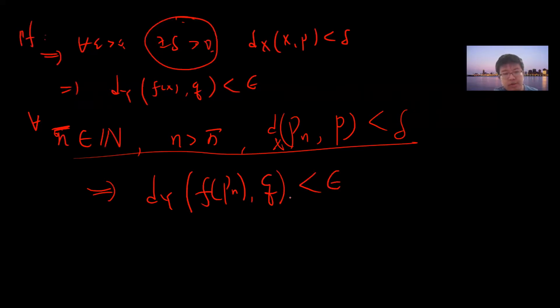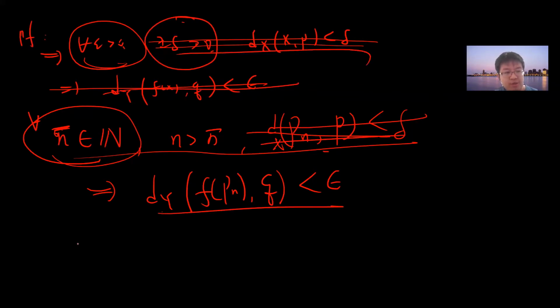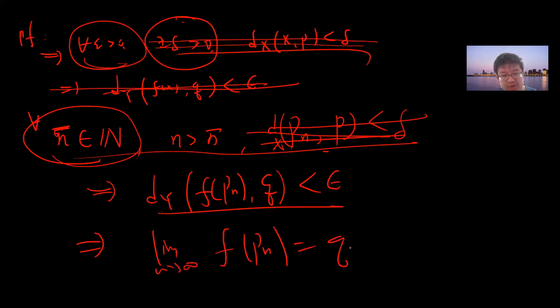Okay, so write down, if you skip this sentence, then what you get is that for all epsilon greater than 0, there is n greater than n bar such that the distance between f of Pn and q is less than epsilon. You can skip all this. So this proves that the limit as n goes to infinity, f of Pn approaches q. This becomes a definition of the original sequence.